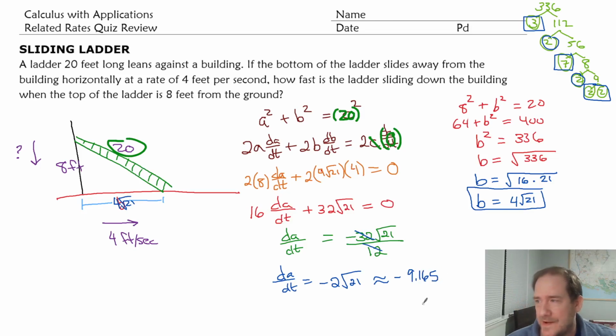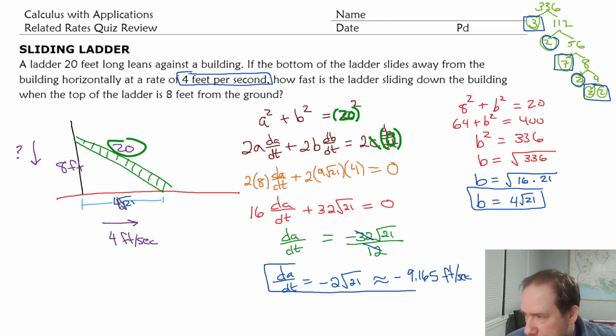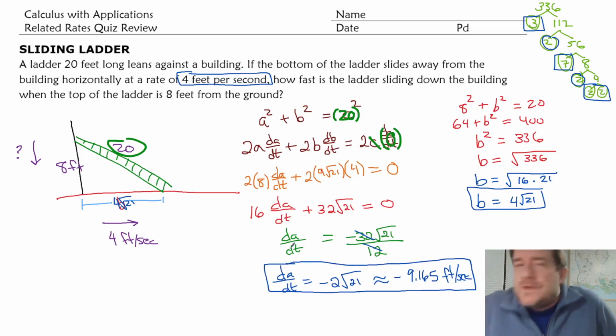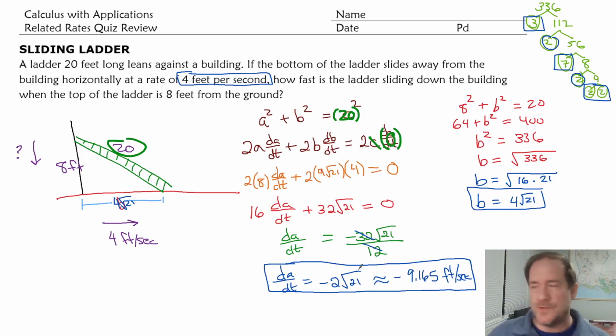All right, and I know that I need my units. They already gave me the units for the rate at which we were slipping along the floor, so it certainly makes sense that the rate that we're slipping down the wall will be the exact same units, which is feet per second. There you go. There's one whole Pythagorean theorem style problem, and hopefully that made some good sense. If it didn't make sense, then come talk to me about it.